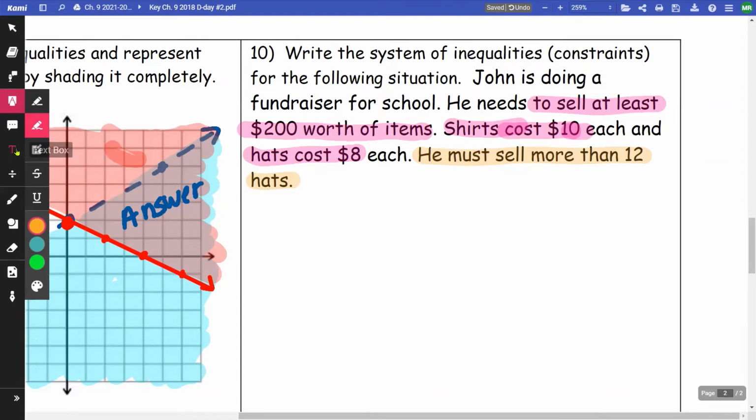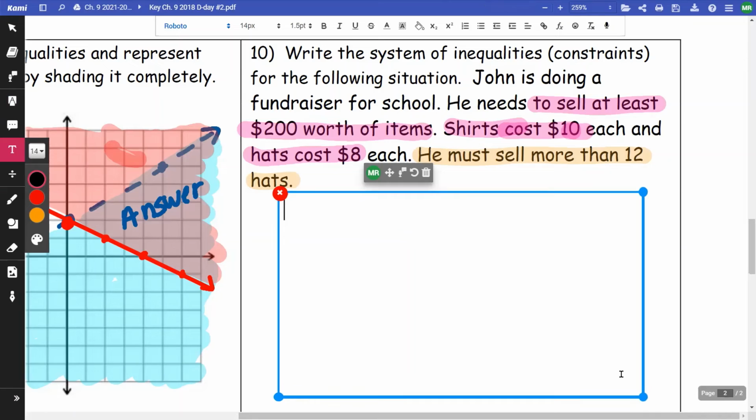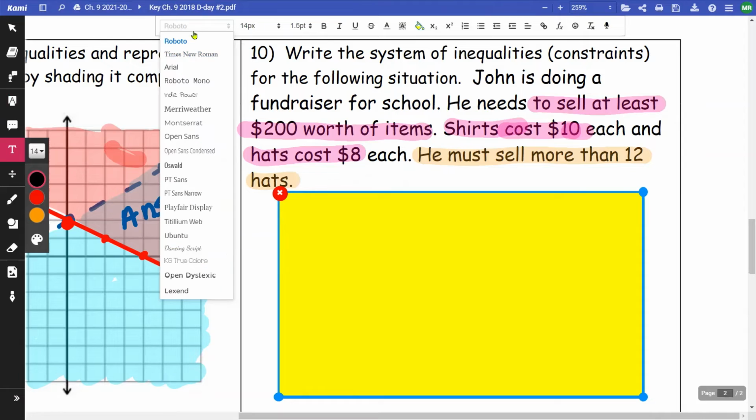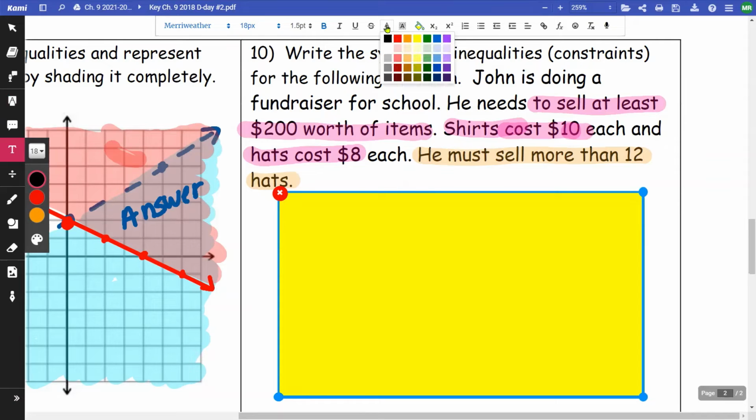So for this, let me just get a text box. I'm going to type this up. And let me just make this a little bigger. Okay, so for this, I'm going to let S equal number of shirts and H equal number of hats.